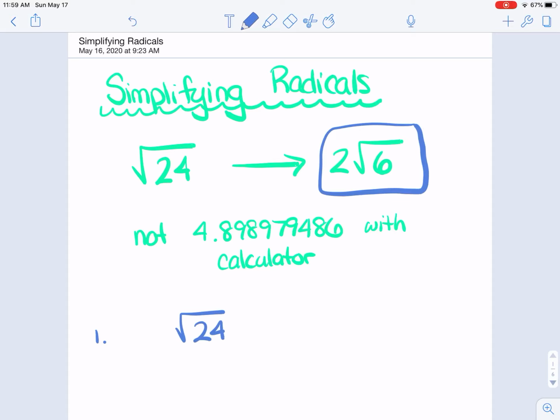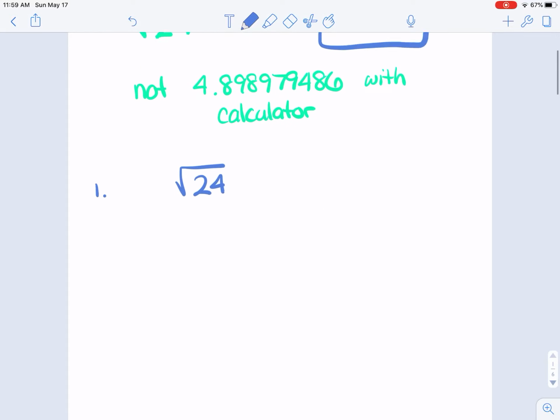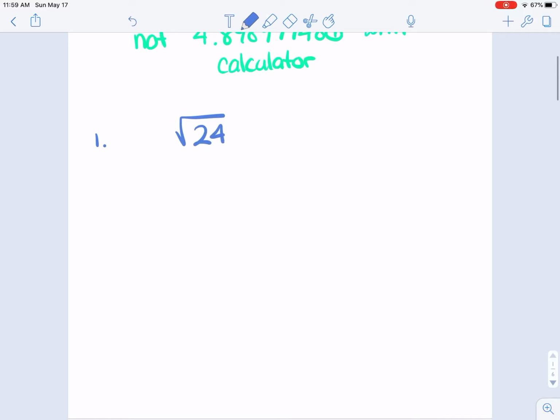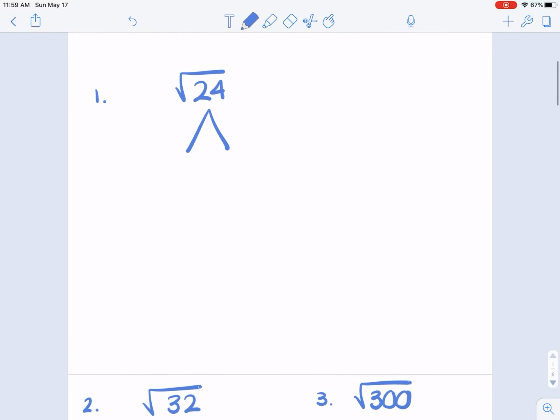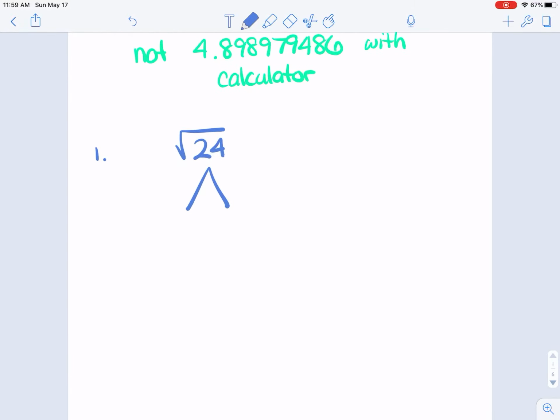So there are a couple ways to go about doing this. I'm a big fan of the factor tree. Plus, we did it with prime factorization. We've already gone through this. So I'm going to do that exact problem to show you where they came up with that answer of 2 square root of 6. So what you want to do is think of factors of 24. I'm going to go with 8 and 3. You can use 6 and 4, or 12 and 2. That's fine. You just don't want to use 1 and 24.